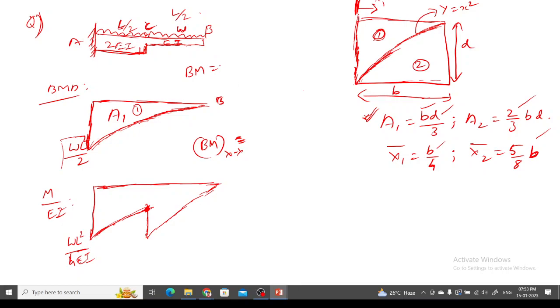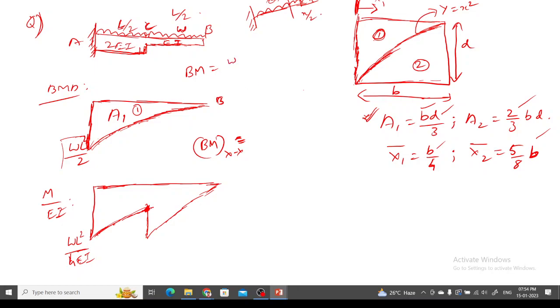Okay, for calculating the bending moment equation, you can simply ignore what is 2 EI and what is EI. You can take a beam like this. I am taking a section like this, at a distance x, and then the load will be W into x, acting at a distance of x by 2.